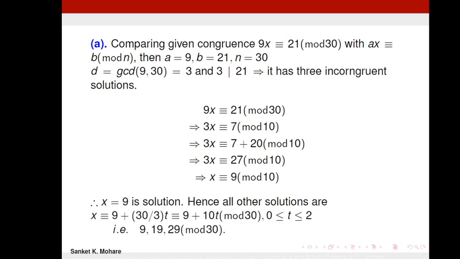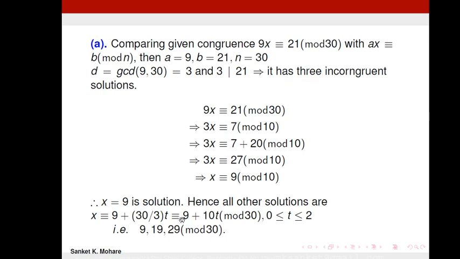Hence all other solutions are of the form x is congruent to x naught plus n by d t, where x naught is the particular solution 9, n is 30, and d is GCD of a comma n, that is 3, and t is some integer. So x is congruent to 9 plus 30 by 3 times t, that is 9 plus 10t modulo 30, where 0 is less than or equal to t is less than or equal to d minus 1. Here d is 3, so 3 minus 1 is 2.